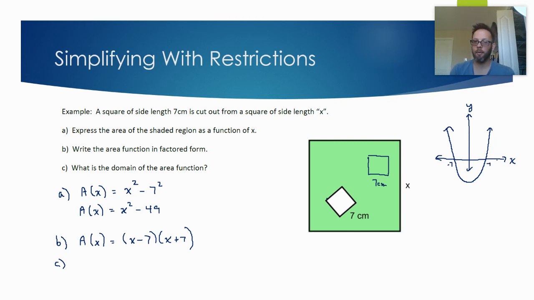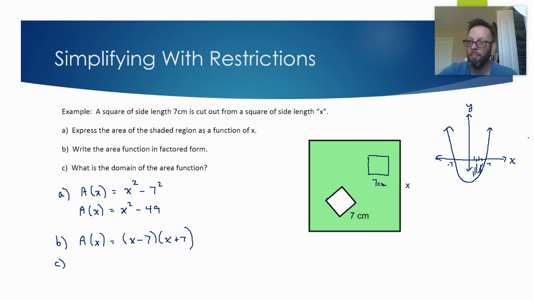So guys, let's think about this. Can the side length of x be a negative number? So obviously, no, that's silly, right? You can't have negative numbers. But can x be any positive number? Can you have this green square be 1 centimeter by 1 centimeter and then cut out a 7 centimeter square? No, that's silly, right? And it's illustrated on the right here. Up until 7, the area function is below the y-axis, right? So up until 7 and beyond, the area would be negative, which is not good.